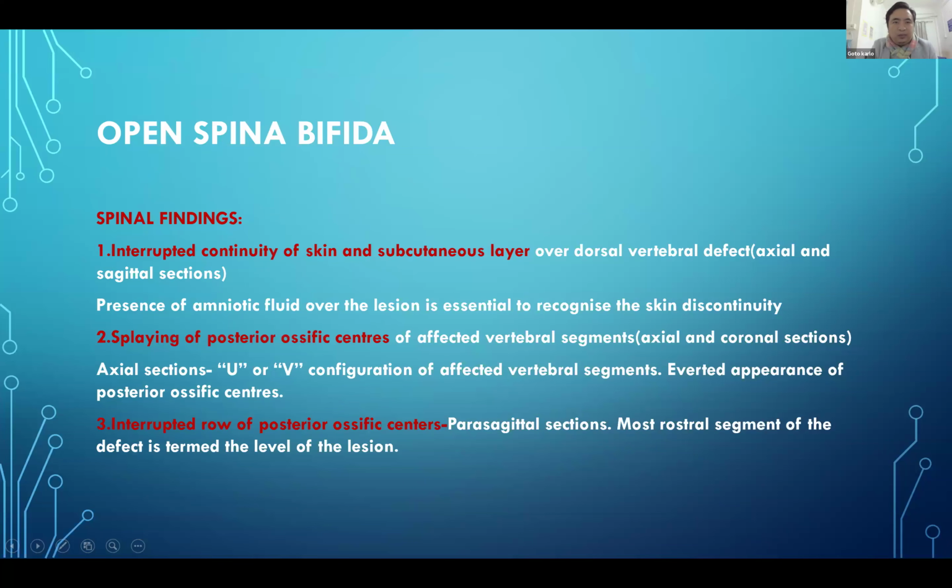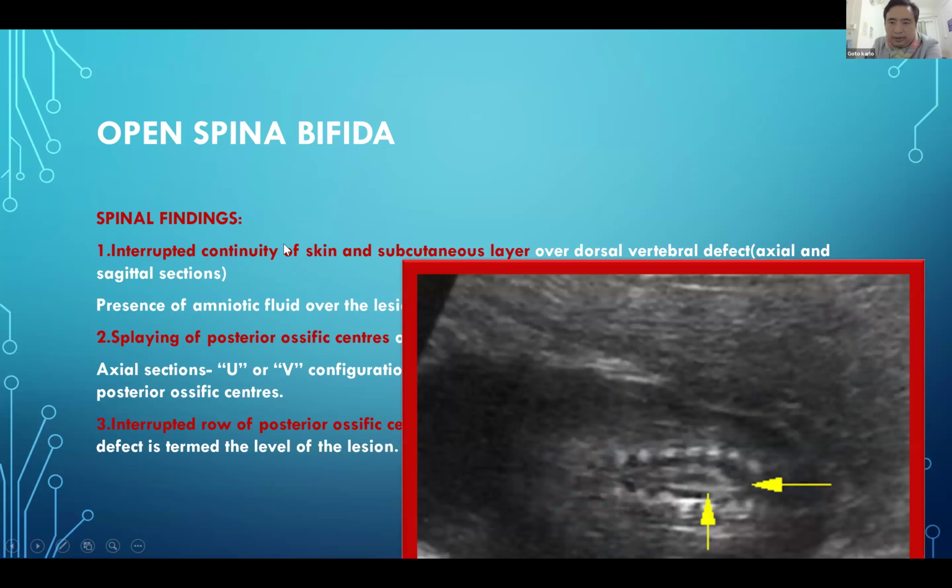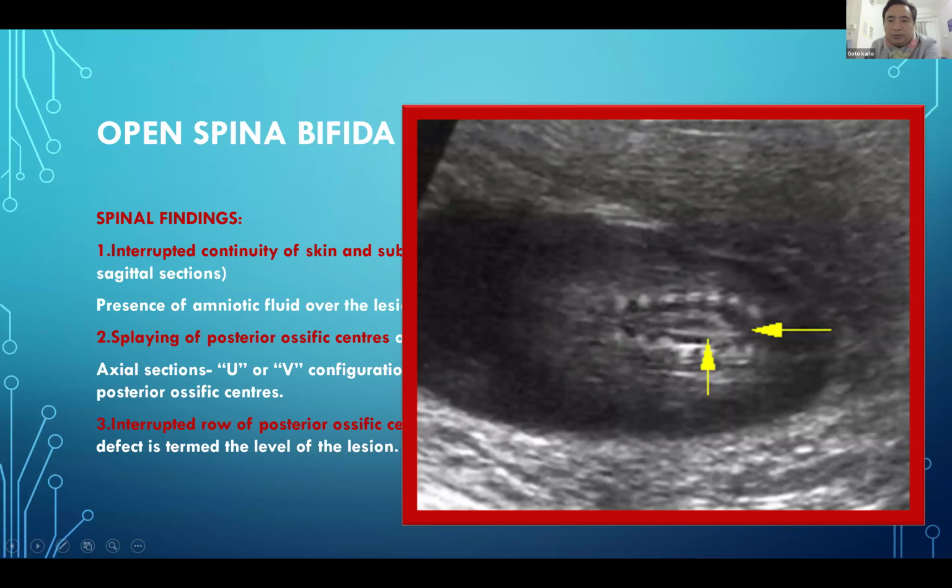Here, I would like to enumerate the intraspinal and intracranial findings of open spina bifida, which I've already shown. In addition, which I couldn't show, were the coronal sections. On coronal section of the spine, you can actually see the defect with the increase in interpedicular distance.